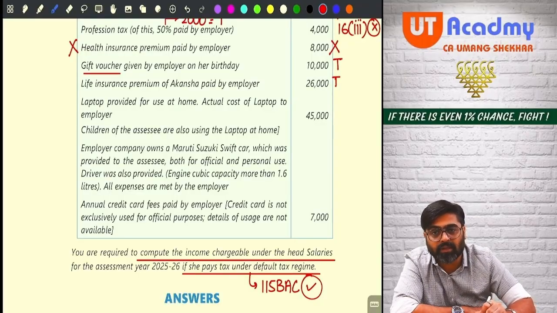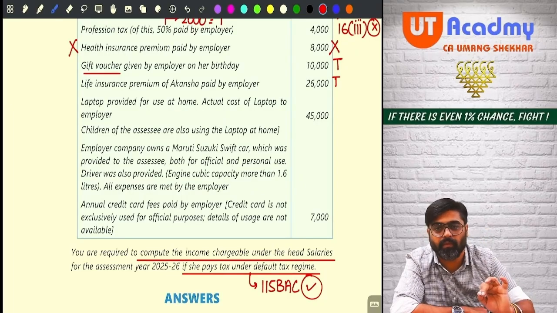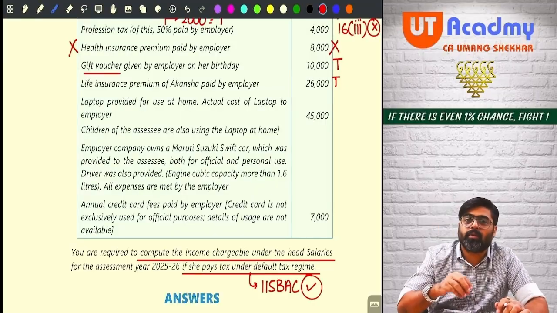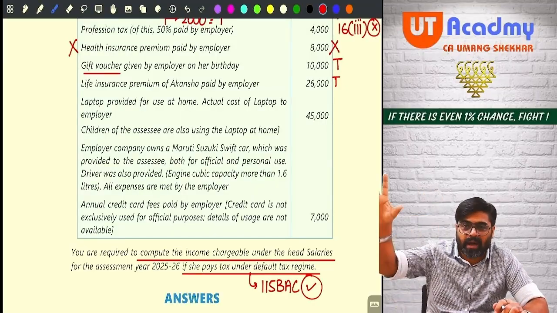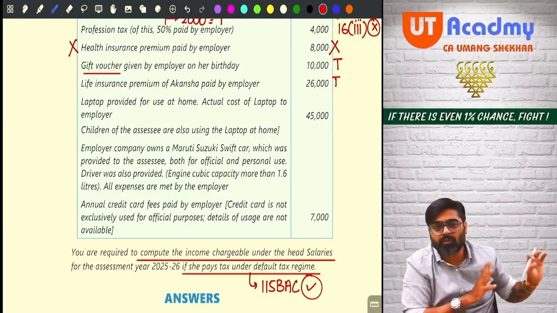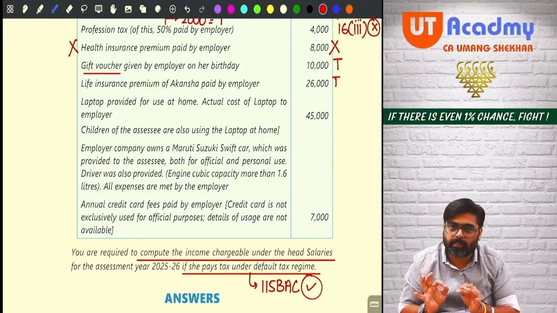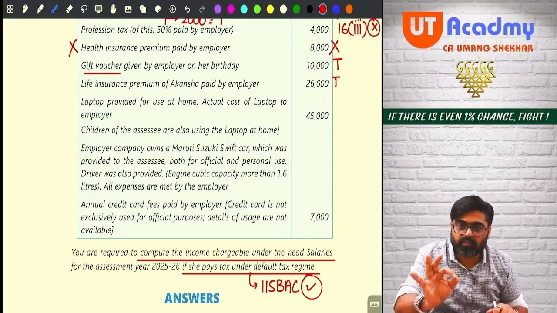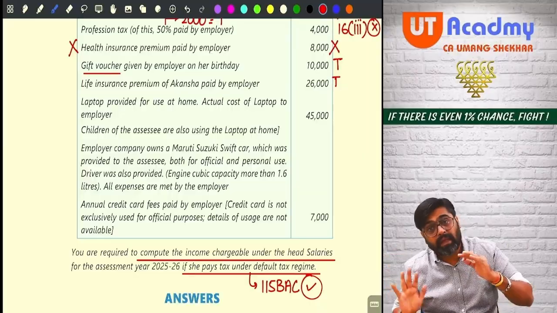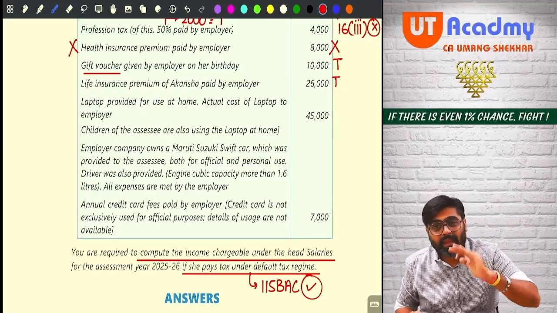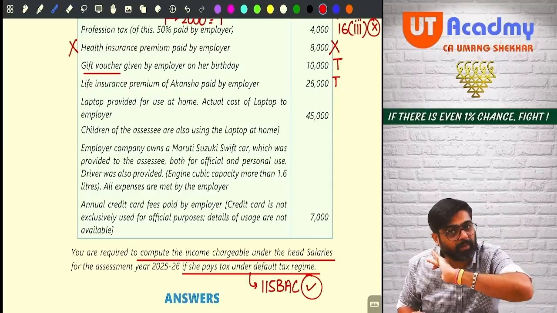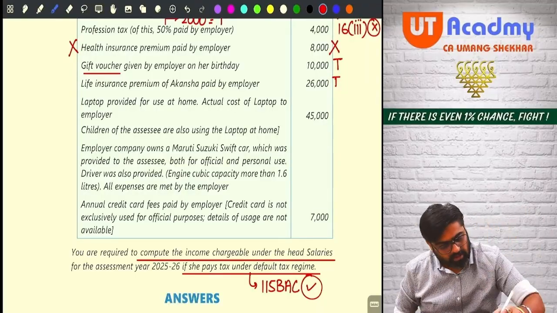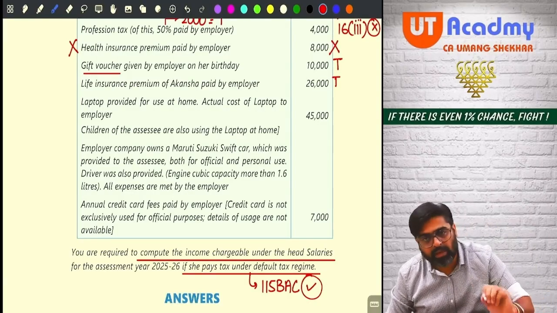All this information is given to confuse you. Whether it is provided to be used at home, at the park, or at the office, will not make any difference. Laptop given for use, computer given for use, the benefit will be fully exempt. Even if it is used at home, even if the children are also using it, it will not make any difference. Yes or no? This benefit is fully exempt. So nothing will be taxable. This will be a fully exempt perquisite.